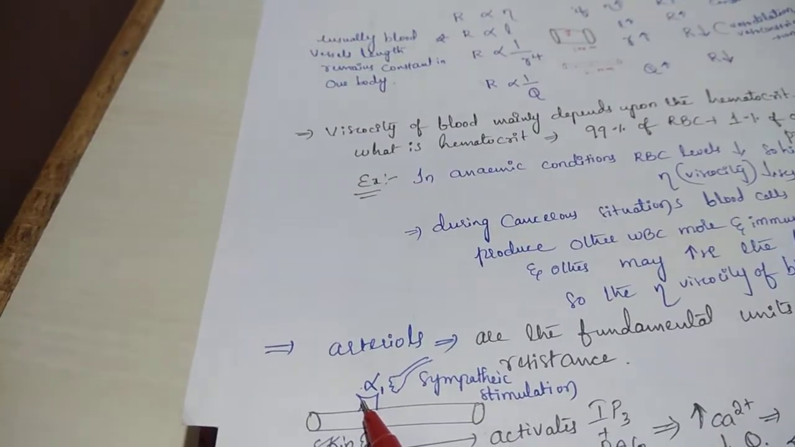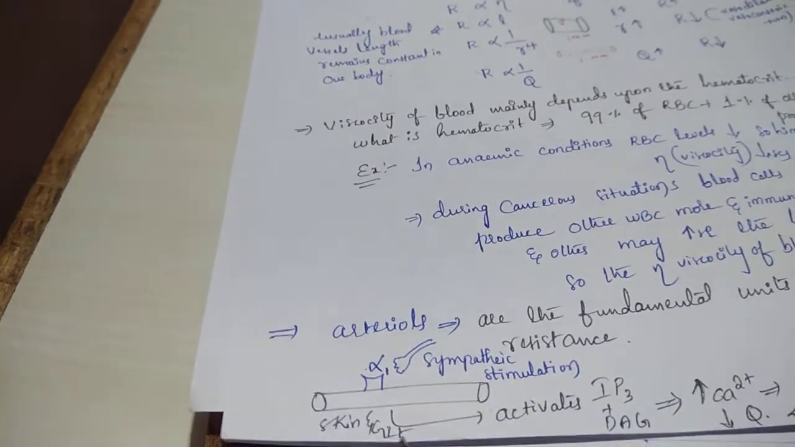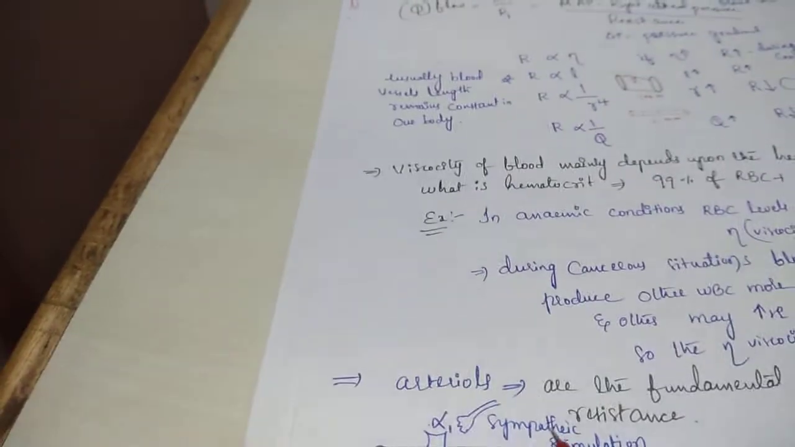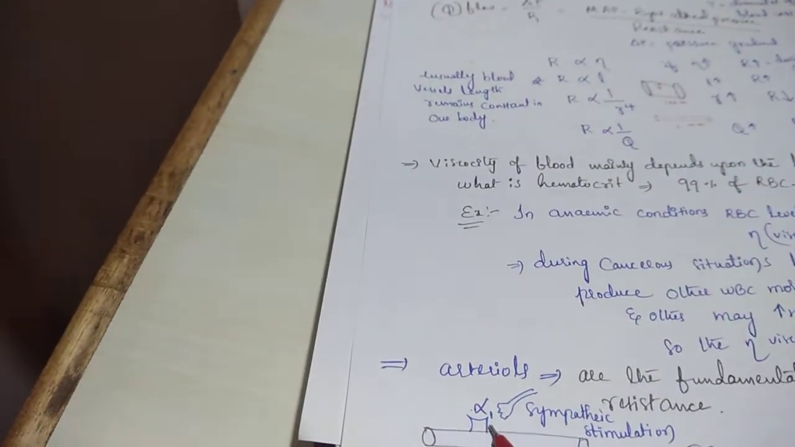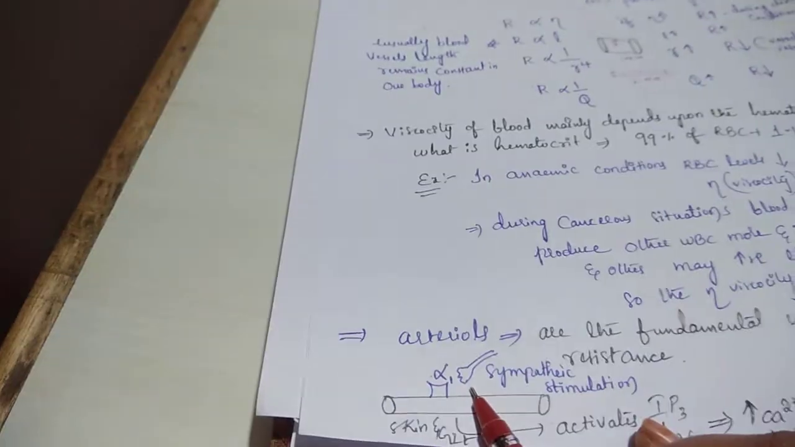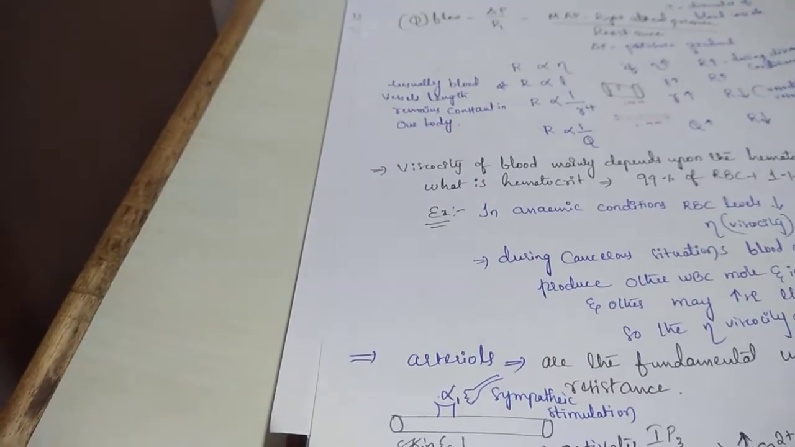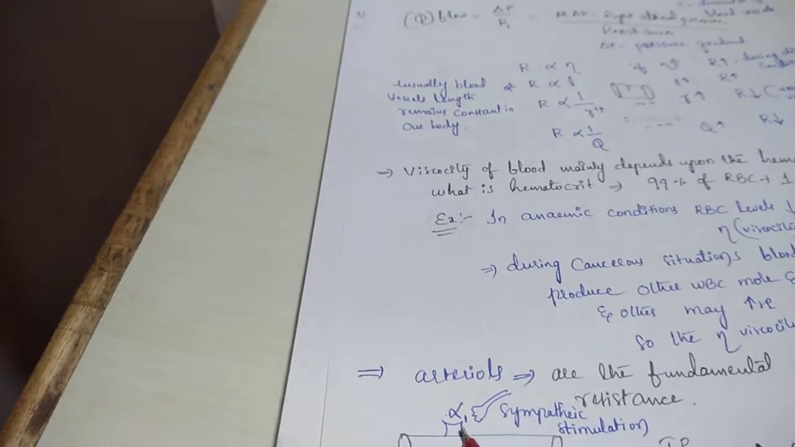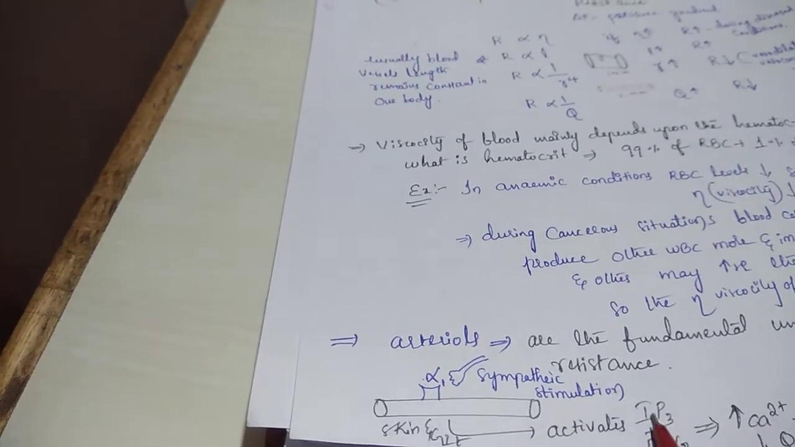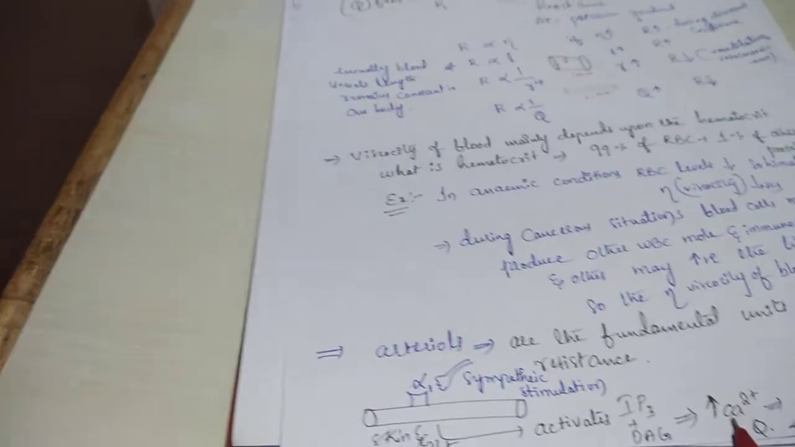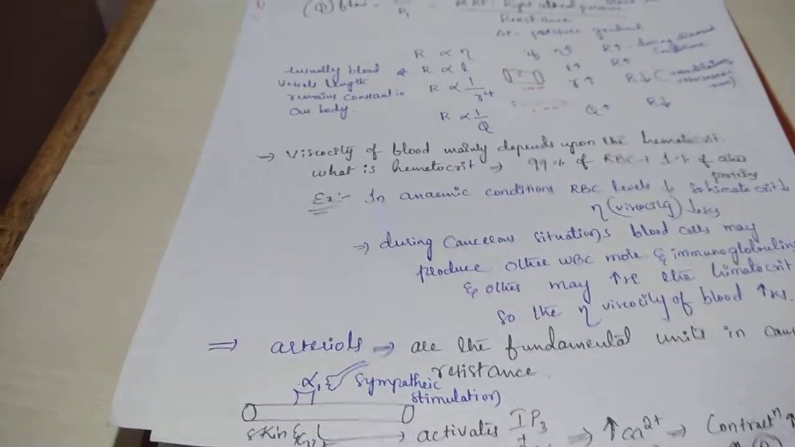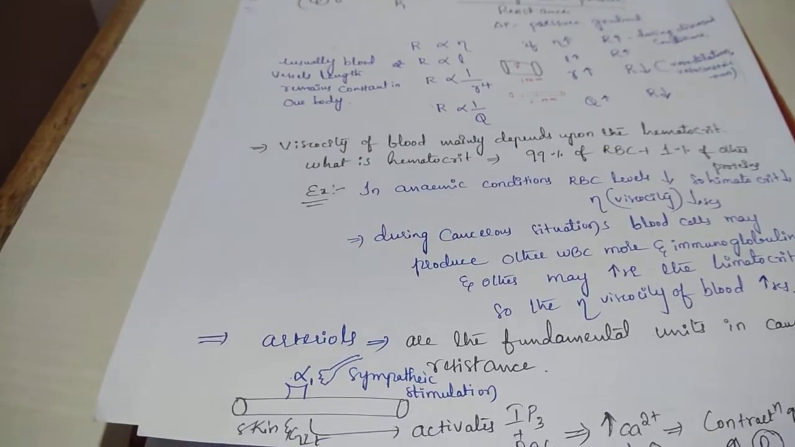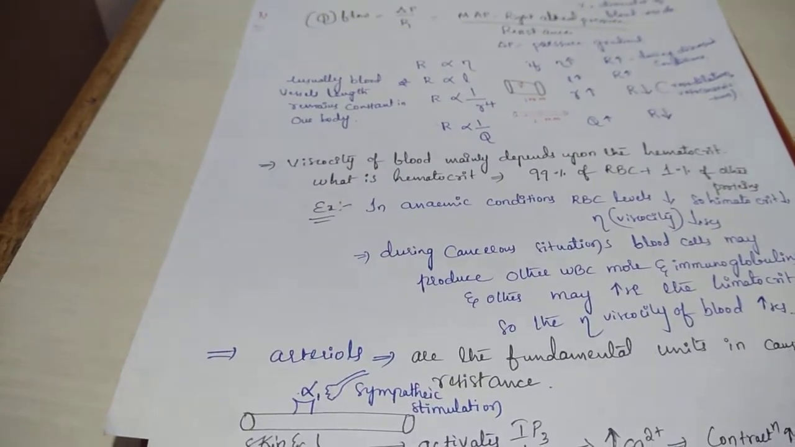Why? Because these arterioles present different receptors on them. The blood vessels in the skin and GIT contain alpha 1 receptors. These alpha 1 receptors are sympathetic receptors. When sympathetic stimulation occurs, sympathetic nerve innervation stimulates the alpha 1 receptor, and it activates the IP3 and DAG system. It finally leads to an increase in the calcium amount. The increased calcium concentration inside the cell leads to the contraction of that particular cell.